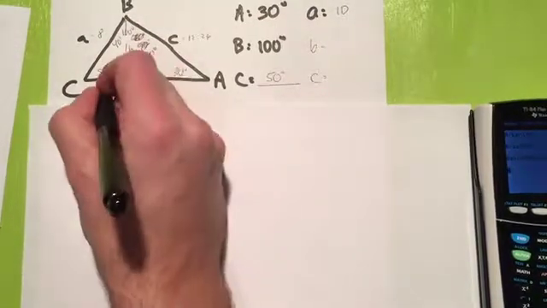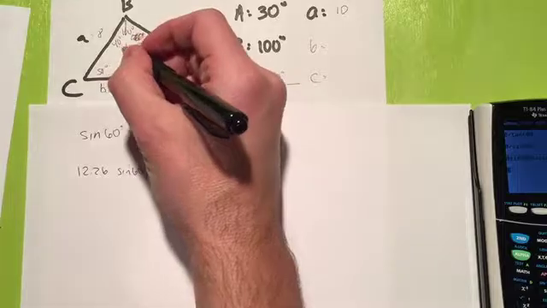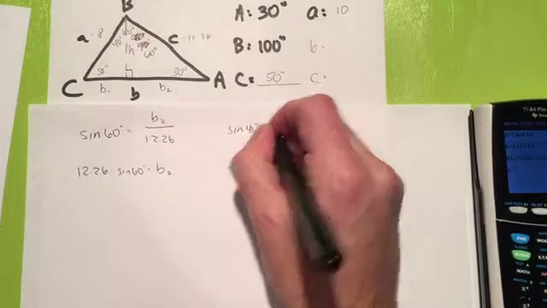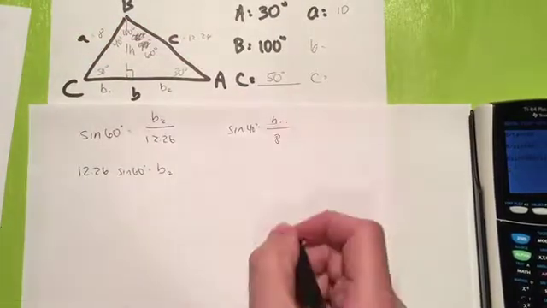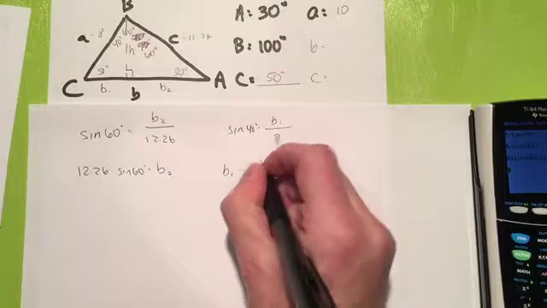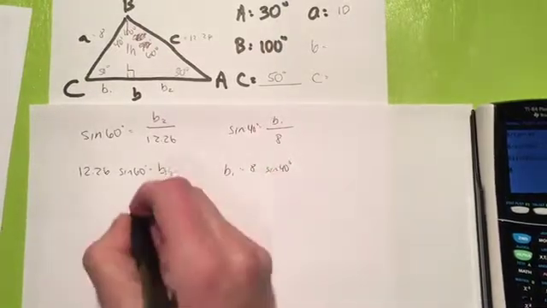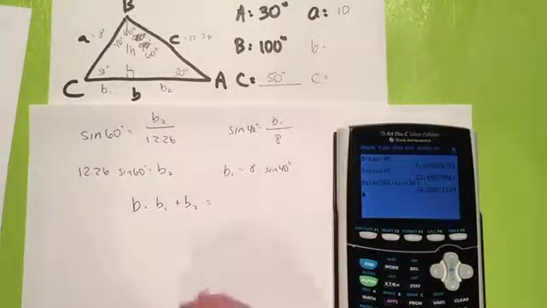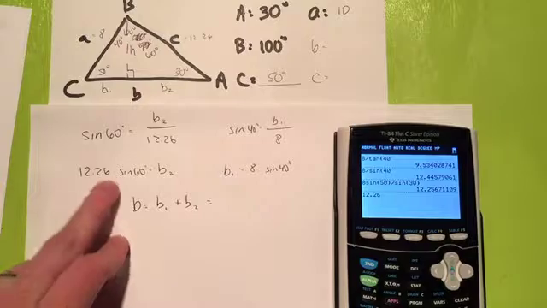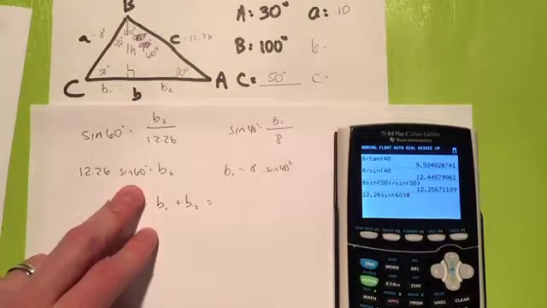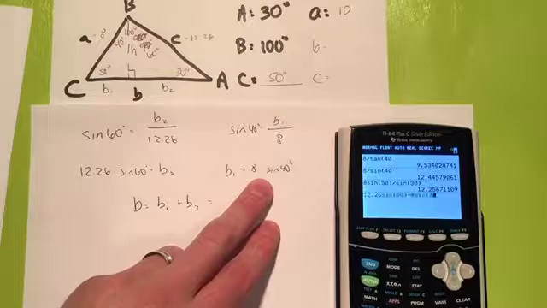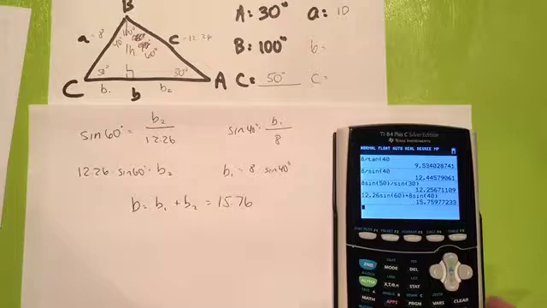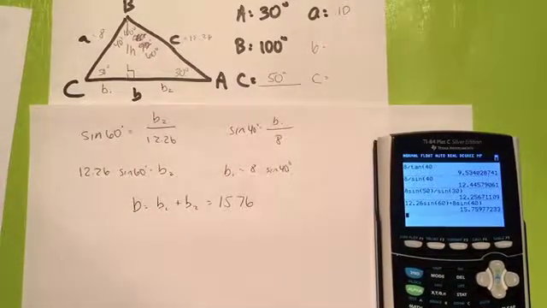All right, B sub 1. Well, if we've got 40 degrees up there, we've got sine of 40 degrees equals B1 over 8, side A. B1 is 8 sine 40. B is the sum of B1 plus B2. Okay, let's do all that together. 12.26 multiplied by sine of 60 plus 8 sine 40. We've got 15.76. Found all three sides.